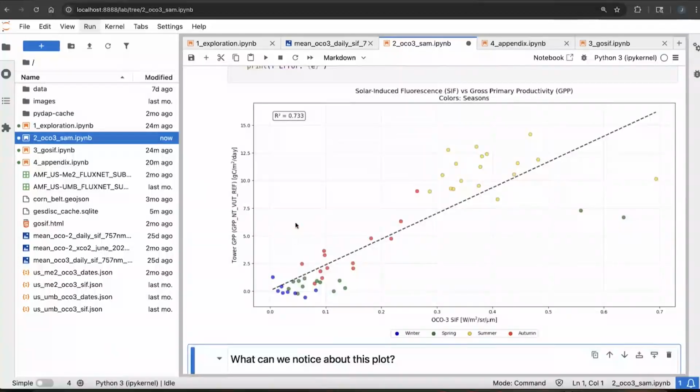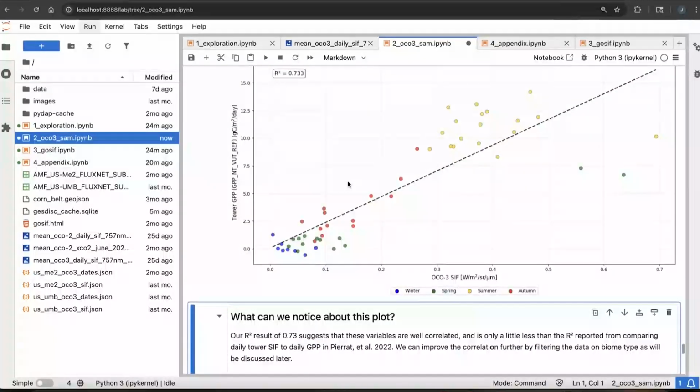Our R-squared result of 0.73 suggests that these variables are well correlated, and it's only a little less than the R-squared value reported from comparing daily SIF to daily GPP in the Pierrot et al. 2022 paper that's the basis for this exercise. We can improve the correlation further by filtering the data on biome type when doing the pre-processing to create the JSON source file that we use for creating this plot in the first place. And that comes from the appendix, as I mentioned.